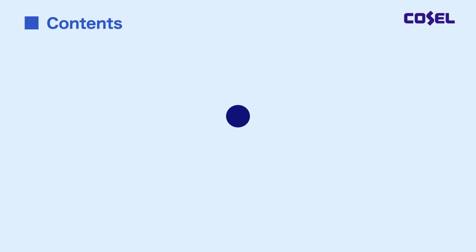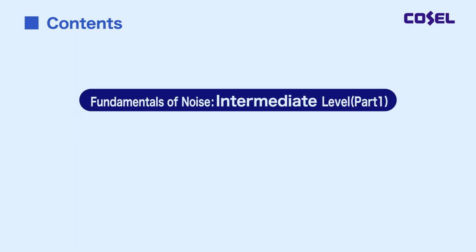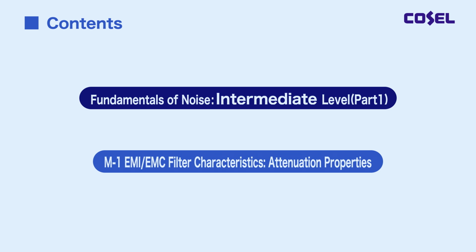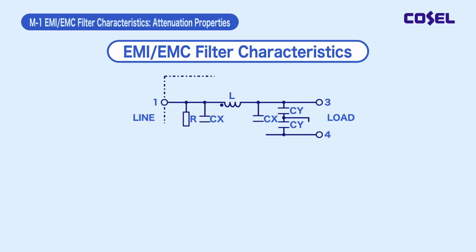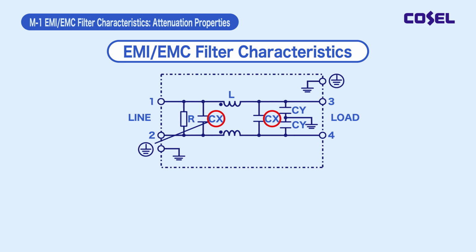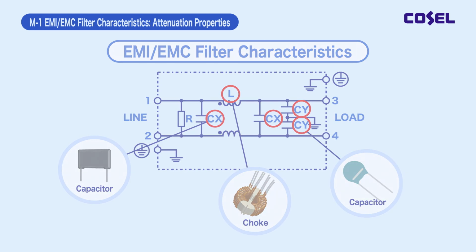I will now begin the first part of the intermediate course on the fundamentals of noise. The intermediate course consists of two parts, the first of which explains the characteristics and attenuation properties of EMI/EMC filters. First, I will explain the characteristics and configuration of EMI/EMC filters, which are noise suppression components.